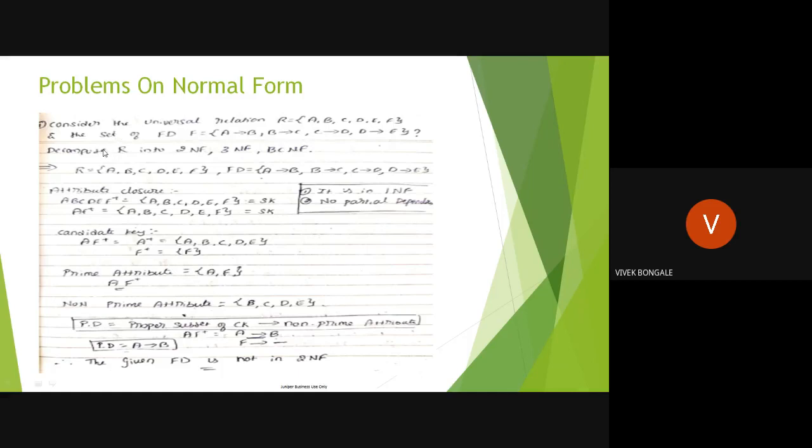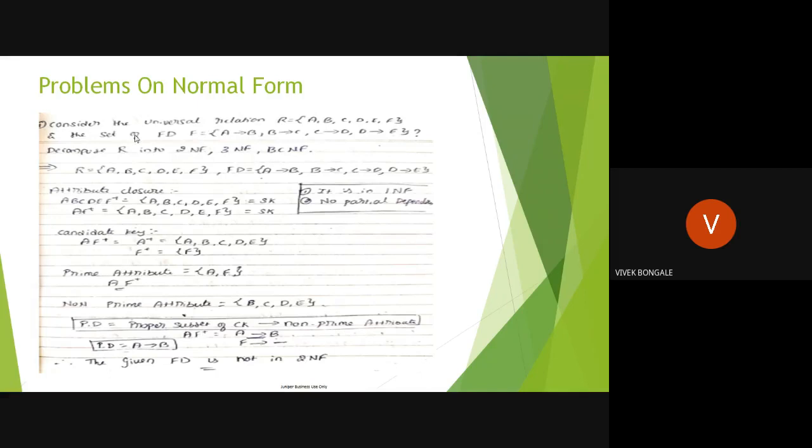Either they ask to decompose, or the question may be like: consider the universal relation schema R and the set of functional dependencies, and they'll ask which highest normal form the given functional dependencies satisfy. So we have to check second, third, and BCNF. If it satisfies BCNF, then we can say the highest normal form satisfied by the given relation is BCNF, or 3NF, or 2NF, right?